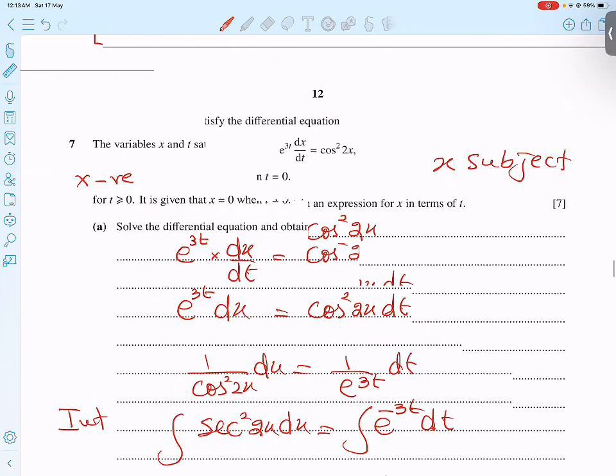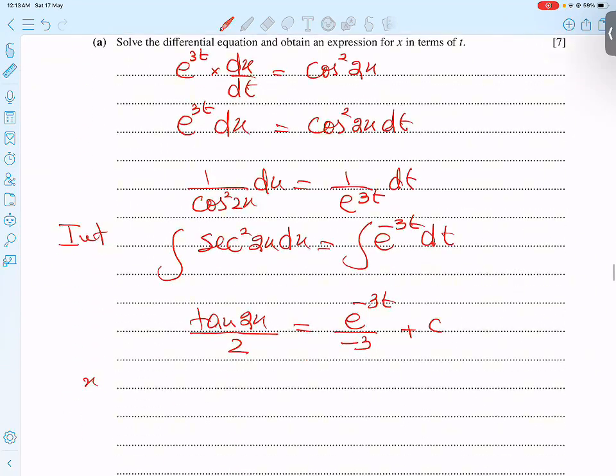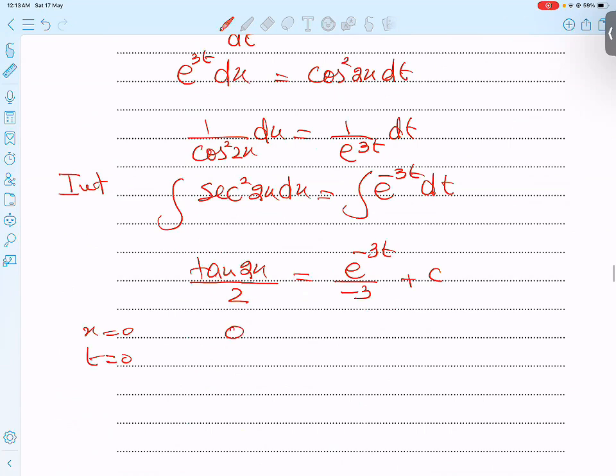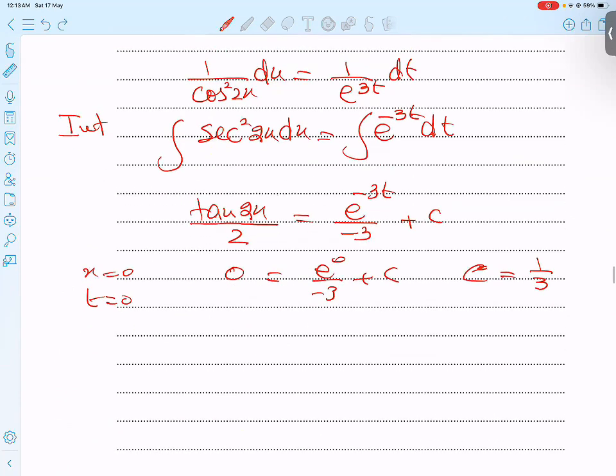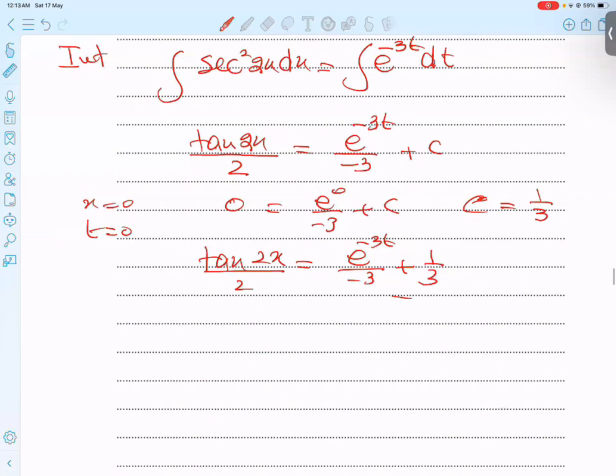Okay, now I'm going to plug in x. What are the conditions given? x0, t0. So when I plug in x0, tan 0 is 0, and something to the power 0 over negative 3, and I got a c value of positive 1 by 3, because I brought it to the left-hand side. I plug it back in here. So I'm getting tan 2x over 2 is equal to e to the power negative 3t over negative 3 plus 1 over 3. I have to make x the subject.